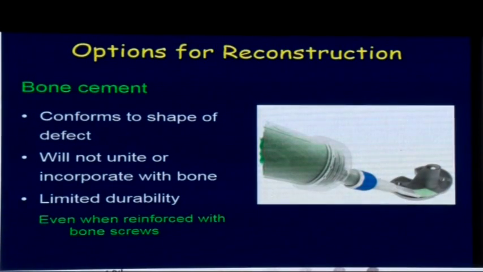As far as bone cement is concerned, it's great. You can actually get it to conform to the shape of the defect, but beware, it's not going to unite to the bone, neither is it going to incorporate with the bone. It's of limited durability, and eventually it will fail, even if you put it with screws. It's not a glue, it's a grout. It's just a surface for the implant to rest on, and eventually that will give way.